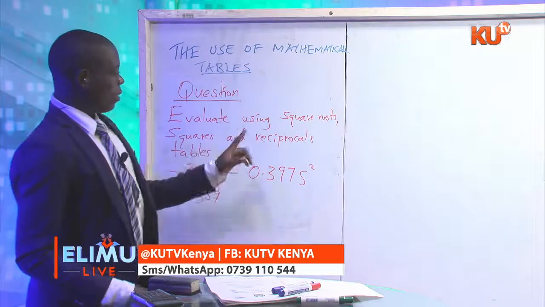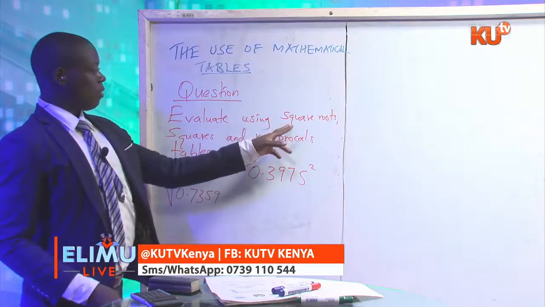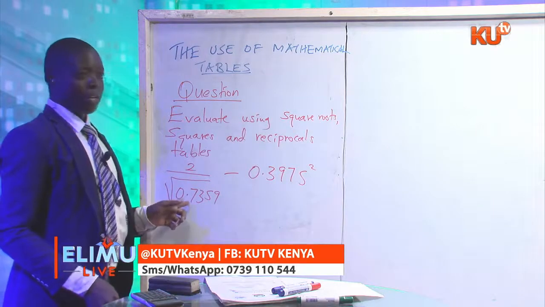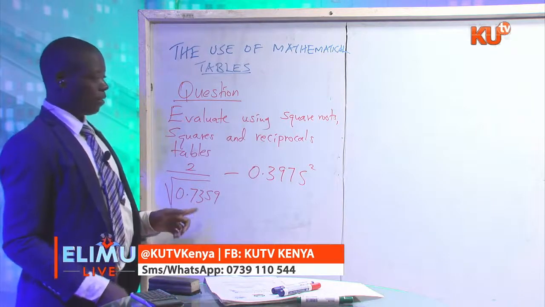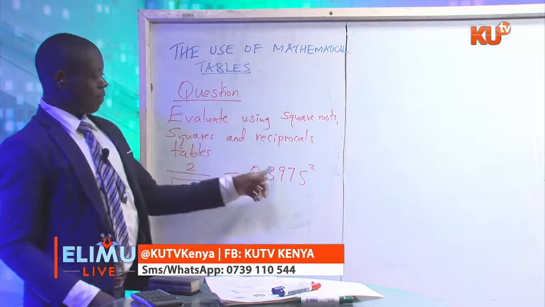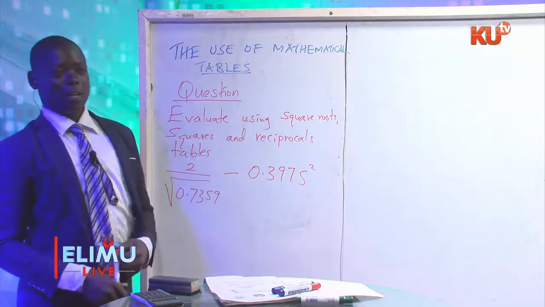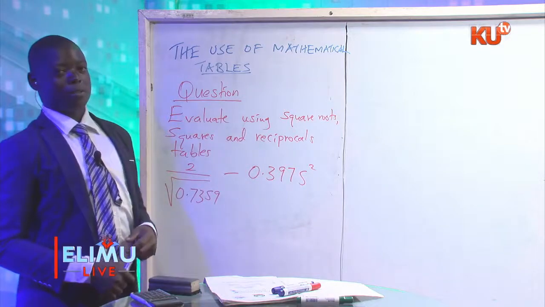Now, students will read this and say, we are using square roots. So they will identify very fast that this one requires the use of square roots. Squares, they identify this requires the use of squares. And then they are left wondering, where is the reciprocals?